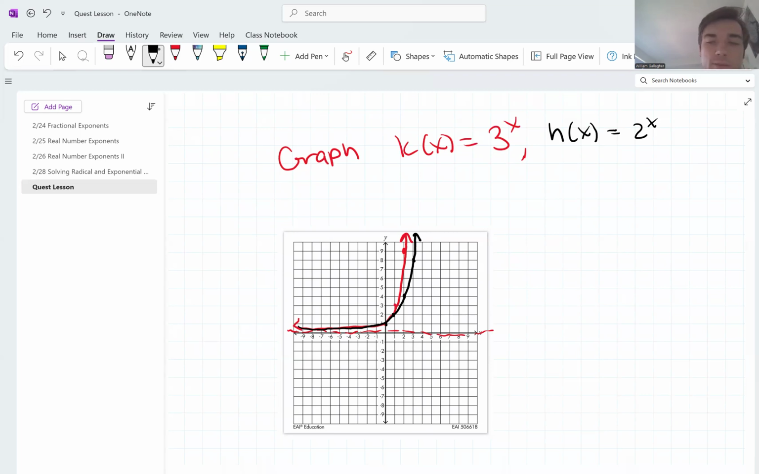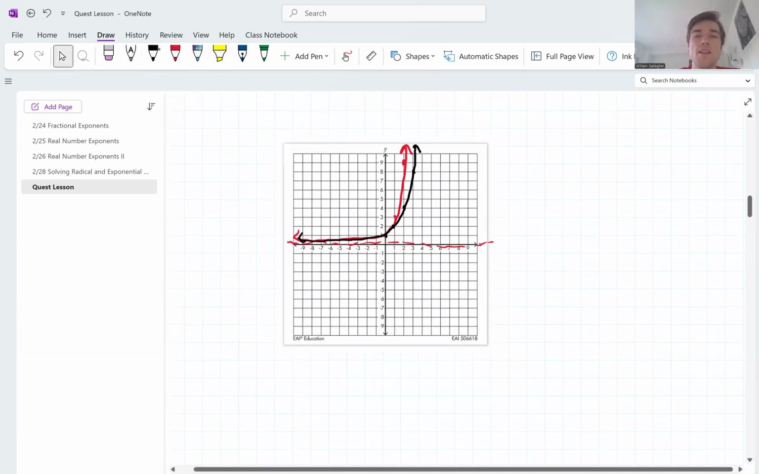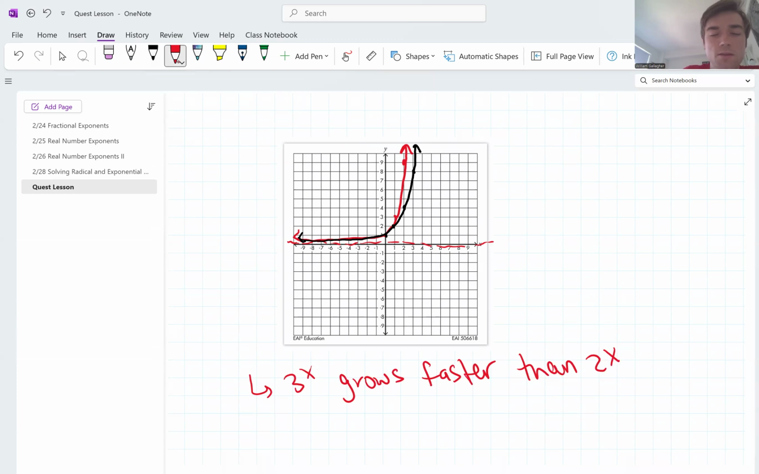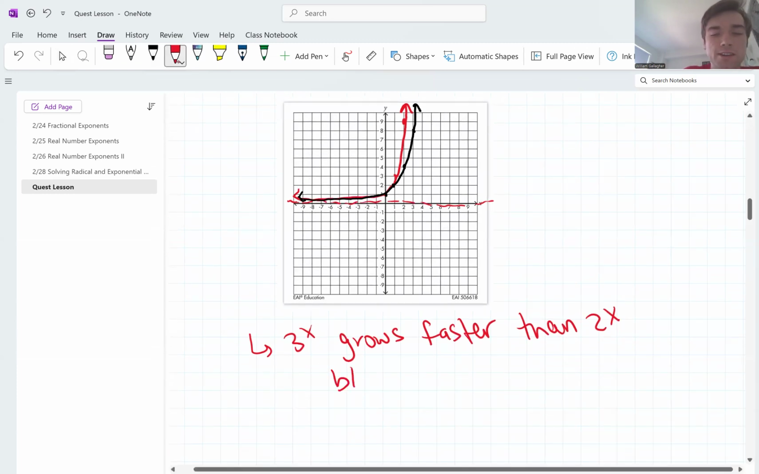And I think the takeaway here, or the question, I guess, is which function is going to grow faster? And perhaps it's unsurprising, right, that 3 to the x is going to grow faster. The reason for that is because you'd much rather triple your money than double it. And again, the reason it'll grow faster is because the base is bigger, right? So as x becomes more and more positive, approaching positive infinity, 3 to the x will grow faster than 2 to the x because the base is larger.